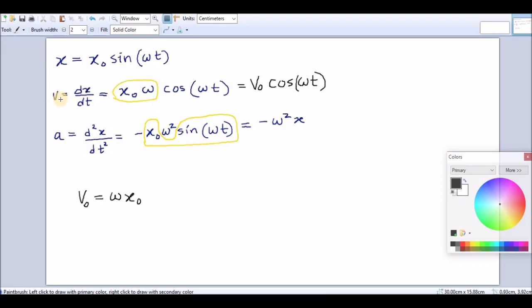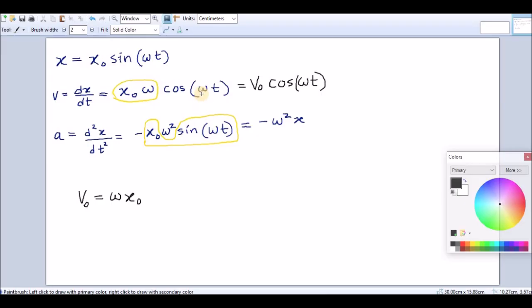Then acceleration is the second derivative of displacement. When you differentiate velocity with respect to time, you get acceleration, d squared x over dt squared. When you differentiate cosine you get minus sine, so I put the negative sign over there, and when you differentiate the inside you get again an omega, that multiplies by what is here, then you get omega squared.